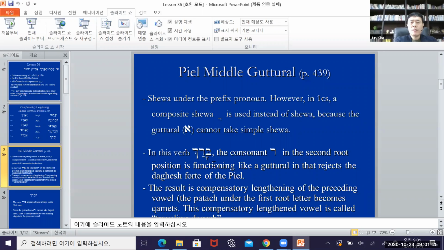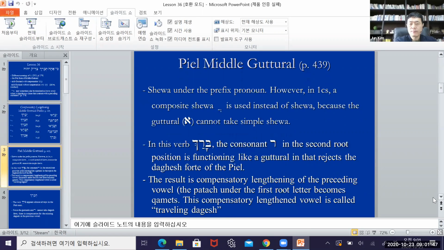In this verb, barak, the consonant resh in the second root position is functioning like a guttural in that it rejects the dagesh forte of the Piel. So the result is compensatory lengthening of the preceding vowel. The pata under the first root letter becomes kamets. And this compensatory lengthened vowel is called a traveling dagesh.